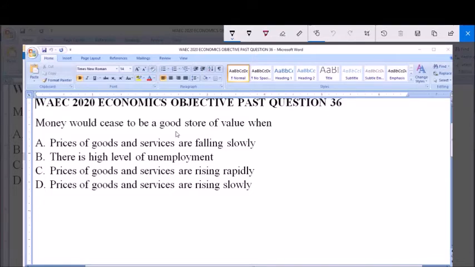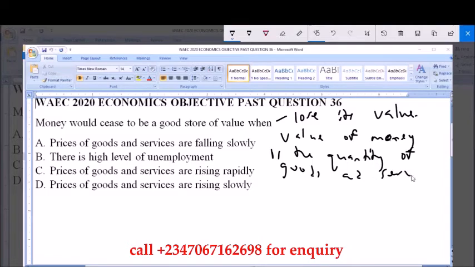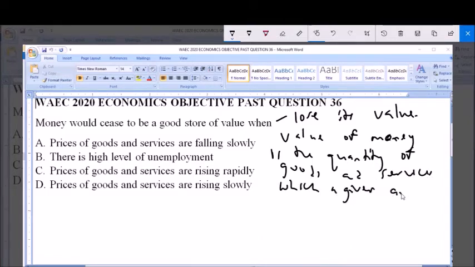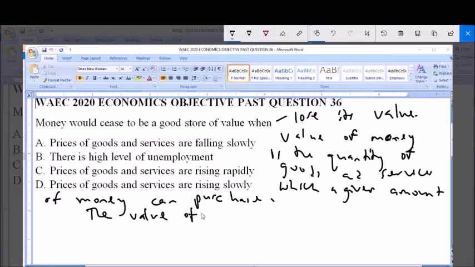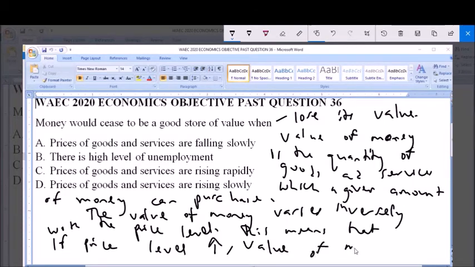Now, this question is basically asking what will make money lose its value. The value of money is basically the quantity of goods and services which a given amount of money can purchase. Now this is the rule of thumb concerning the value of money. The value of money varies inversely with the price level. So this means that if price level increases, value of money decreases. So this is the inverse relationship between the value of money and the price level.